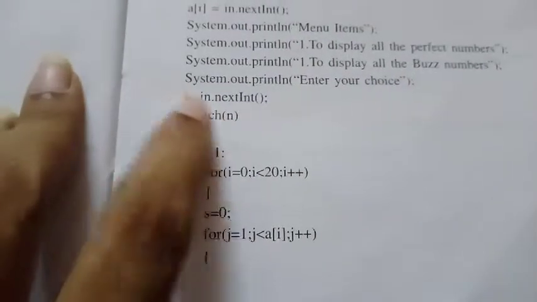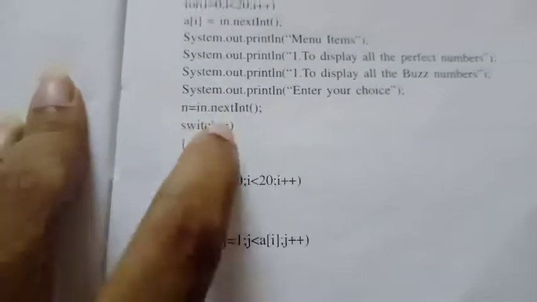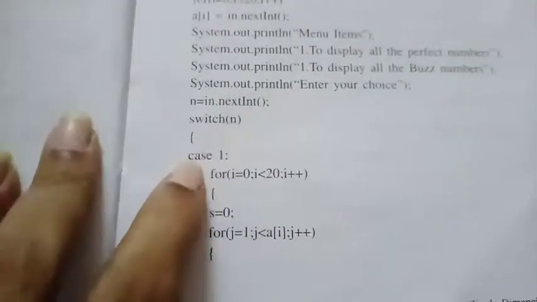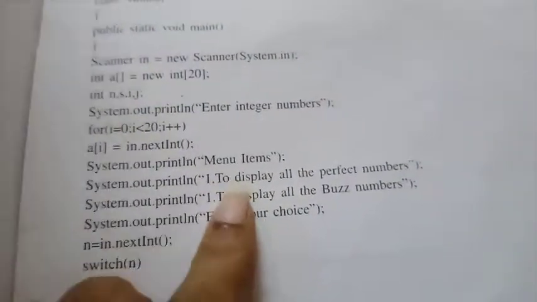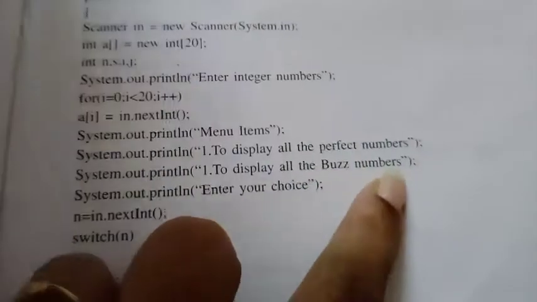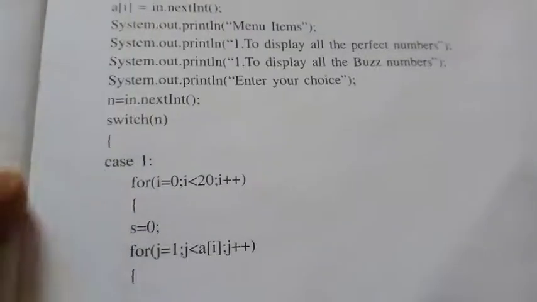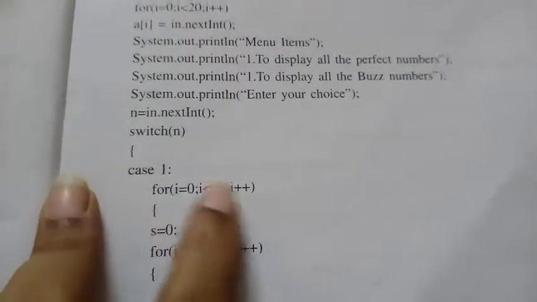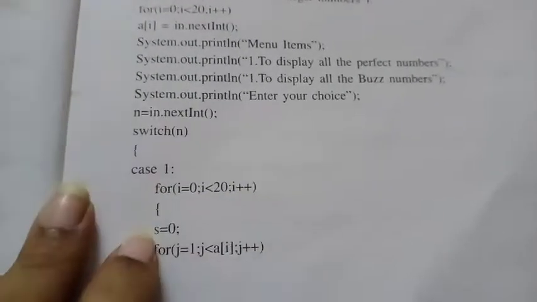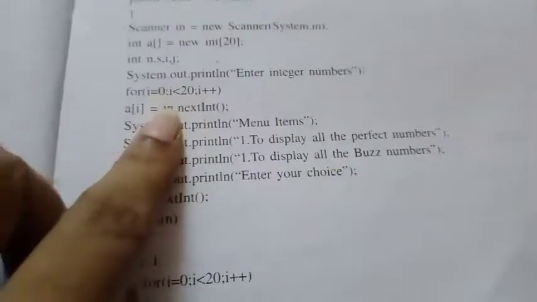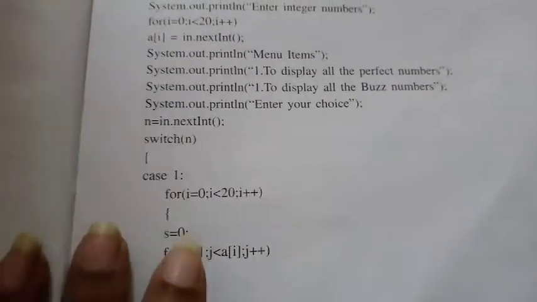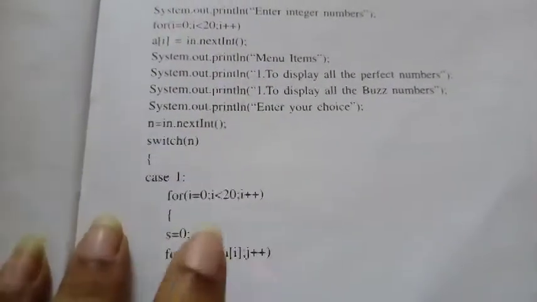So in switch, first we have to give the option number. According to this only the case will be selected. So switch n, and in the first case, if option 1 means display all the perfect numbers, what we are going to do is for i equal to 0, i less than 20, because 20 integers are there. Actually we should have declared the s here itself, but we are declaring s equal to 0 here to avoid the garbage value.